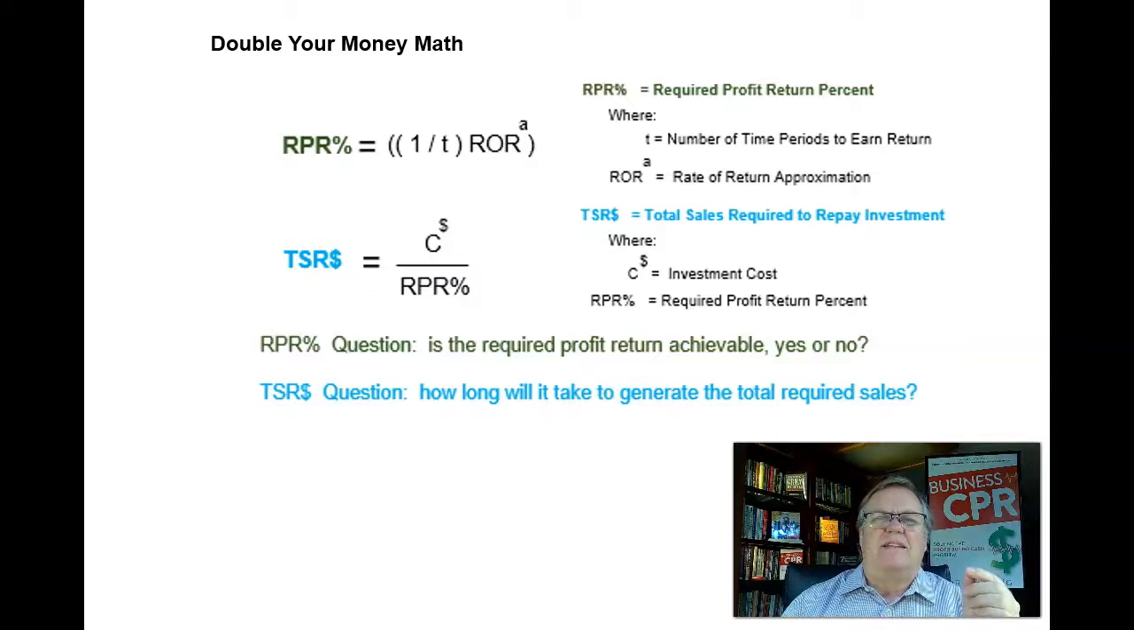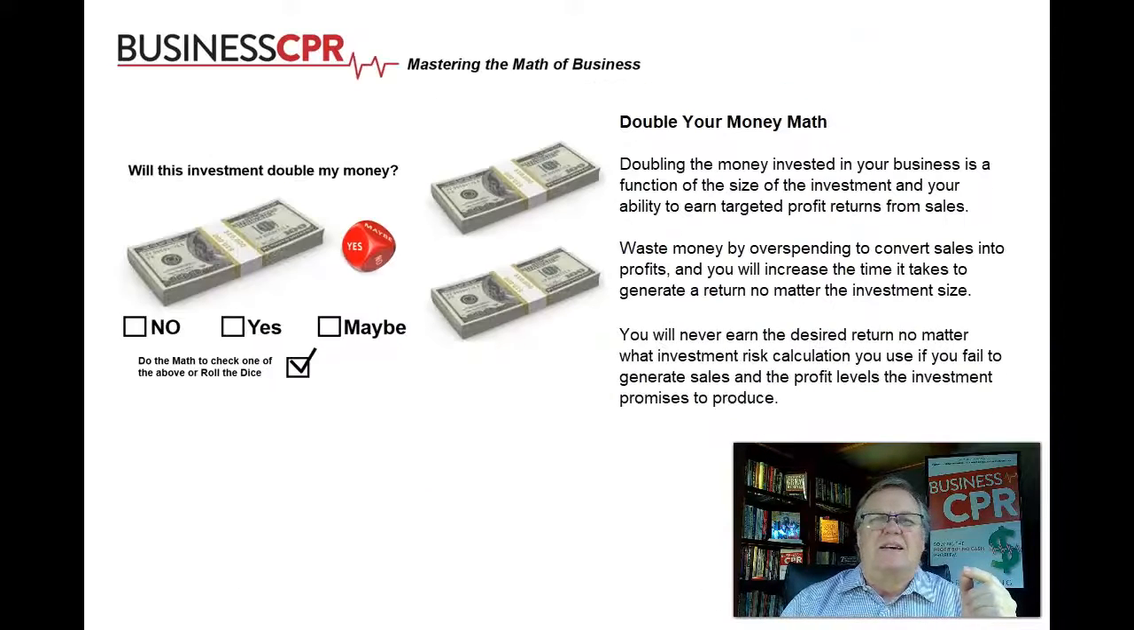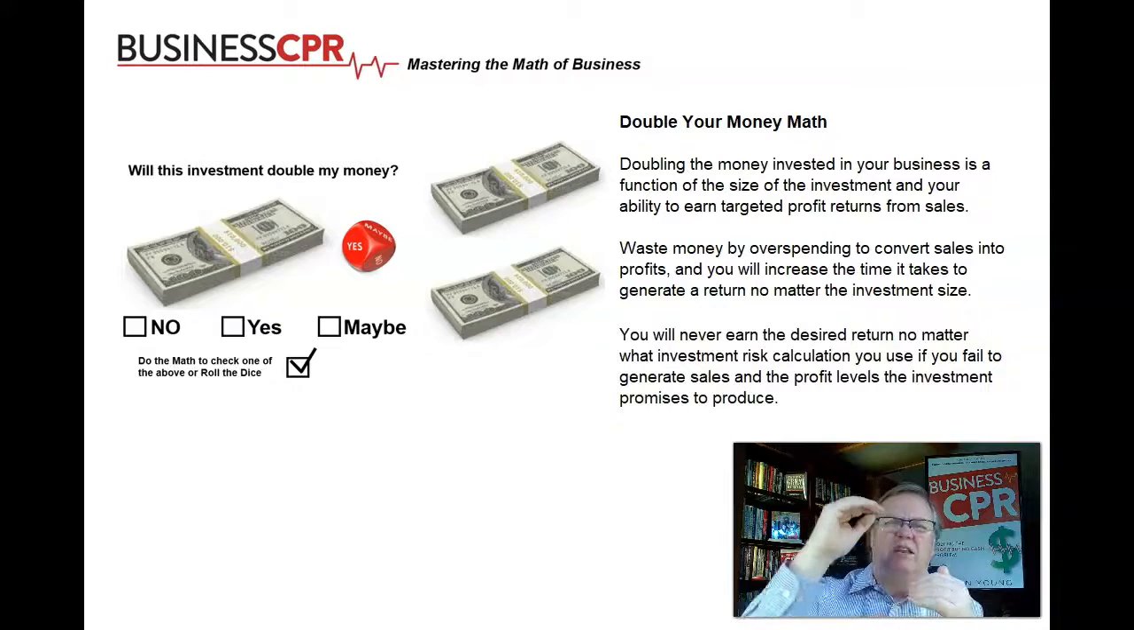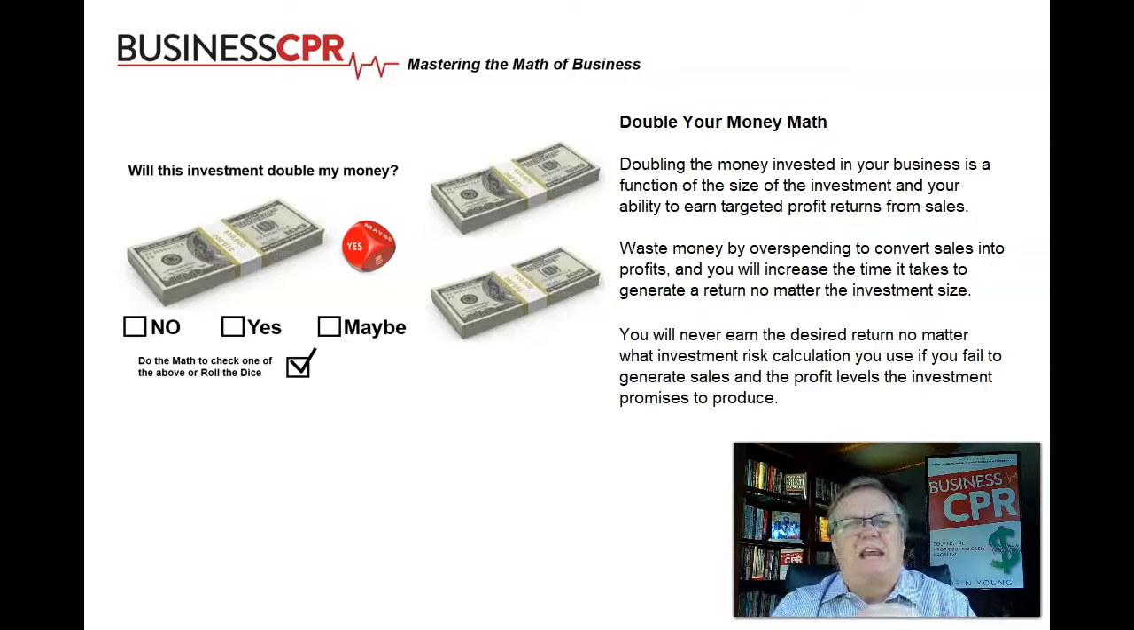And the way to appreciate this is that the money you spend, i.e. the money you invest in your business, is a function of the size of the investment and the targeted profit returns that investment's expected to produce. In other words, an investment that requires significantly high sales is a more risky investment. An investment that has lower profit returns is a riskier investment. And that's what this double your money math helps you to gauge.